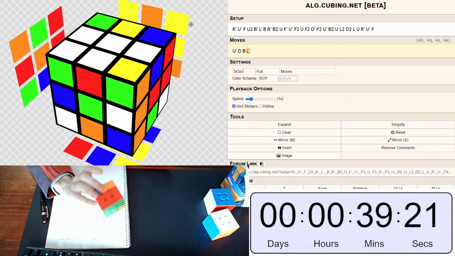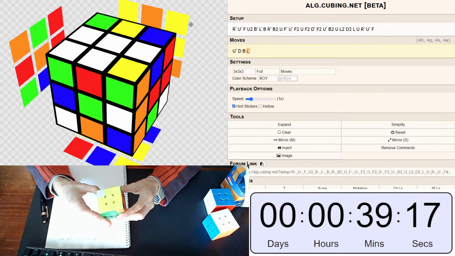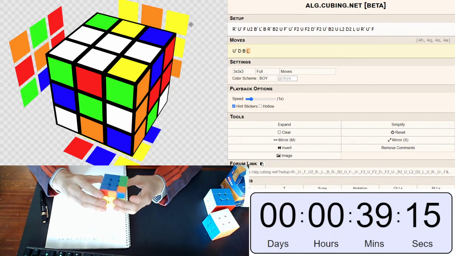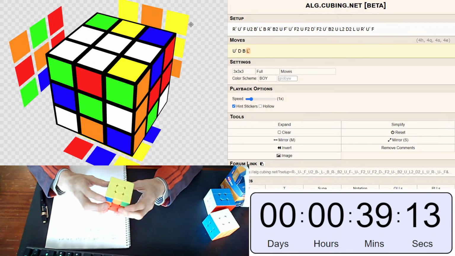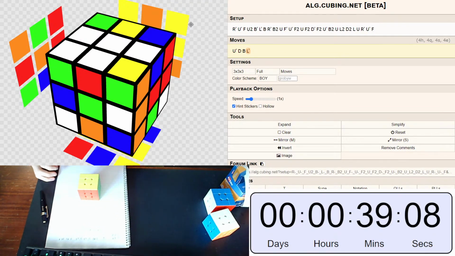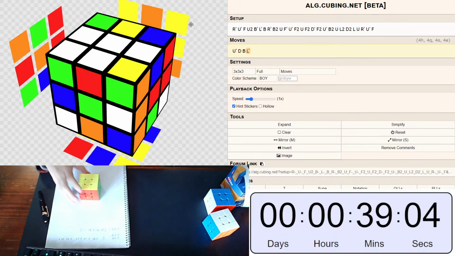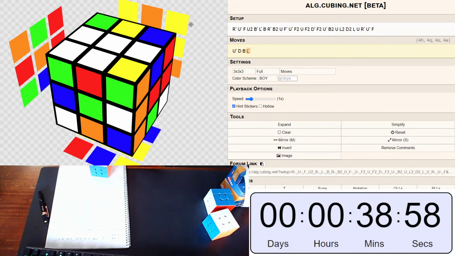Okay, so this has parity, because two of my edges are swapped, and they shouldn't be. Because algorithms that solve corners and edges simultaneously are significantly harder. So okay, I'll go back into the domino reductions.